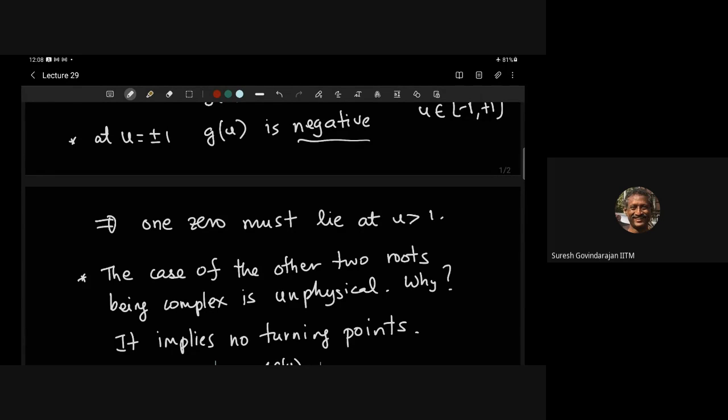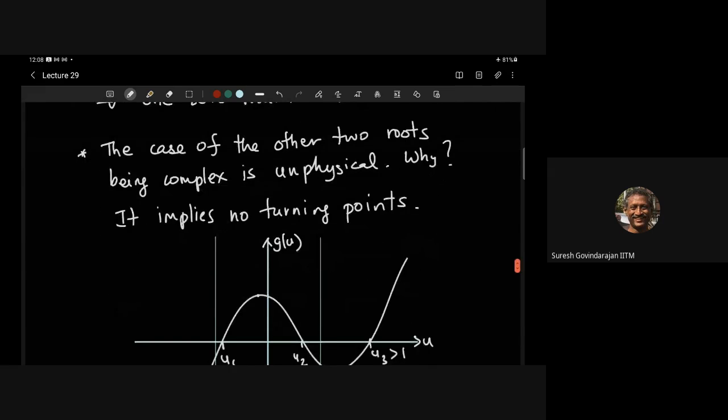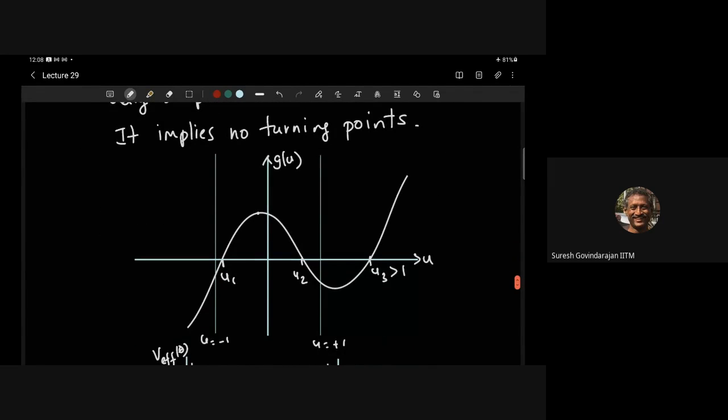Because if that is true, it says for any value of e prime, and the other constants of motion, that there are no turning points. That doesn't sound right. So it implies no turning points, and that should not happen. So the picture should look something like this.